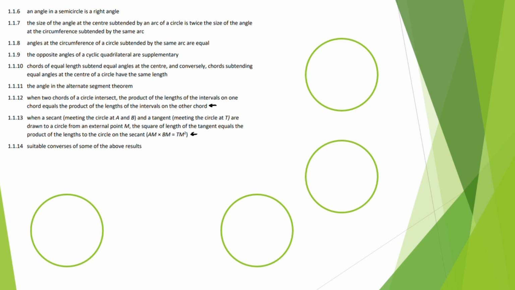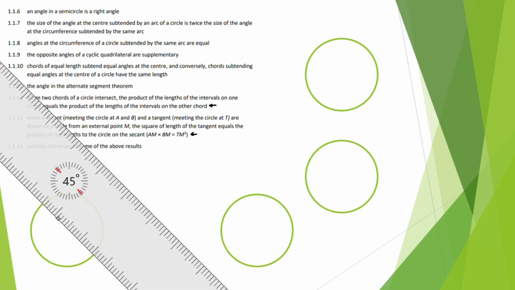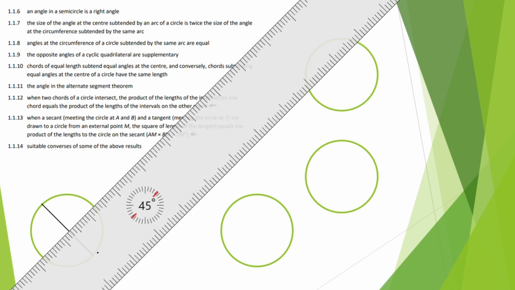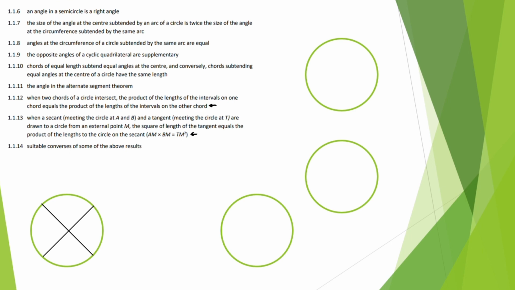Okay. So when two chords of a circle, a chord is any line that we draw from one point of a circle to another point of a circle, and another chord like this. If we have something like this, let's just call this A, B, C, D, E. When two chords of a circle intersect, the product of the lengths of the intervals on one chord equals the product of the lengths of the intervals on the other chord.